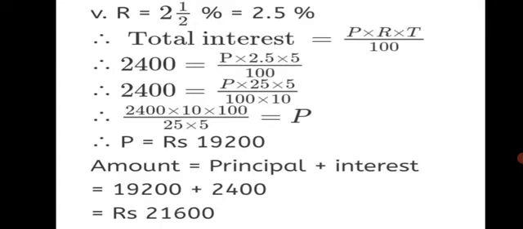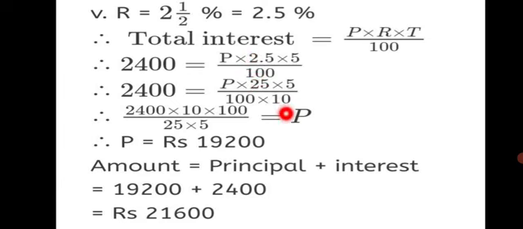R is equal to 2.5%. Total interest is equal to P into R into T upon 100. So substitute the values. 2400 is equal to P into 2.5 into 5 upon 100. Now, whenever you have to remove the decimal point, we take as many zeros in the denominator as there are digits after the decimal point. So 2.5 will become 25 upon 10. That's how we get 100 into 10 here. So 2400 is equal to P into 25 into 5 upon 100 into 10.